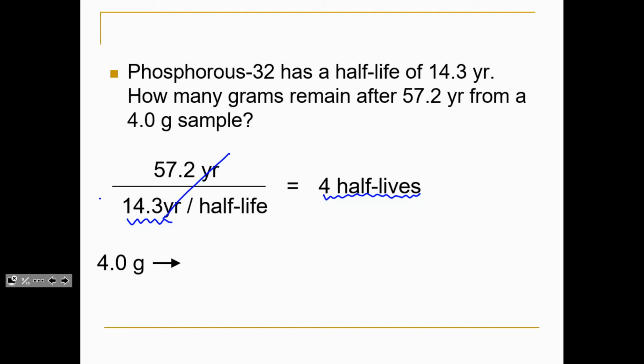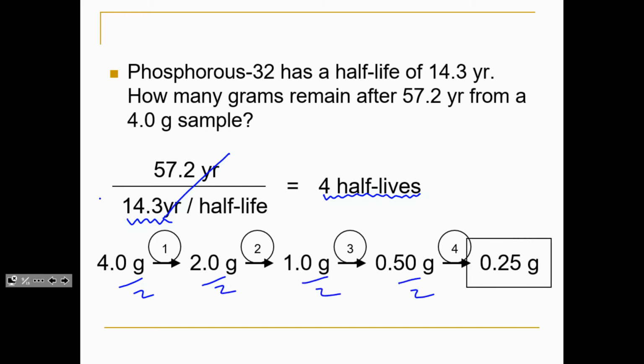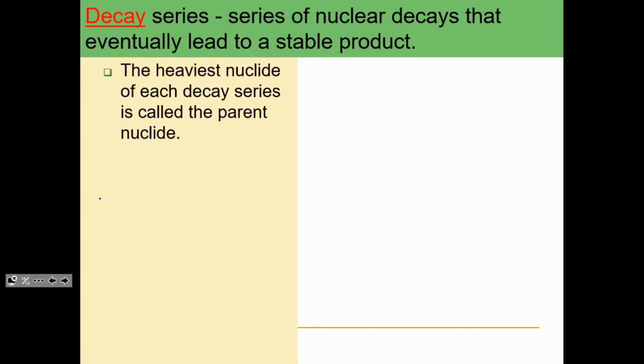So if I'm starting with 4 grams, I'm going to go through 4 half-lives. 1, 2, 3, 4, and I'm dividing by 2 every time. And I'm going to end up with 0.25 grams left over. So again, total time divided by the time of the half-life, and that will tell you the number of half-lives that you go through. A decay series is a series of decays that eventually leads to a stable product.